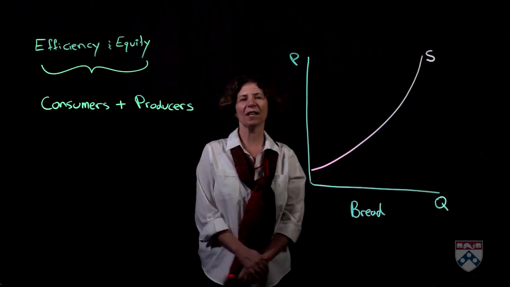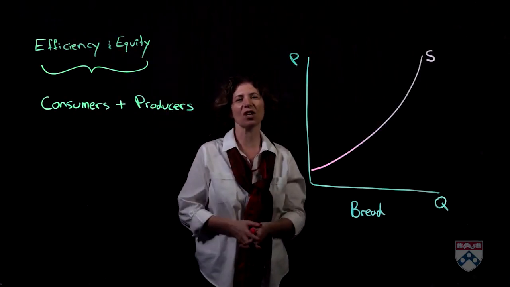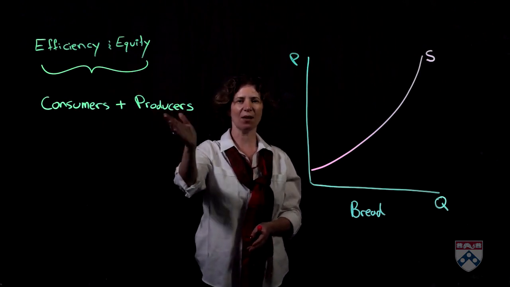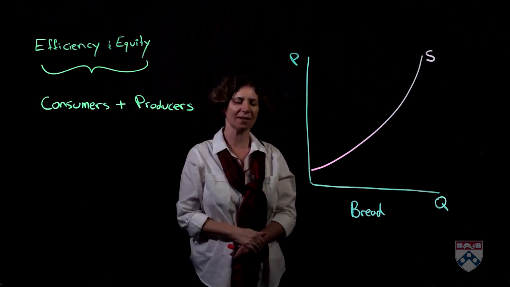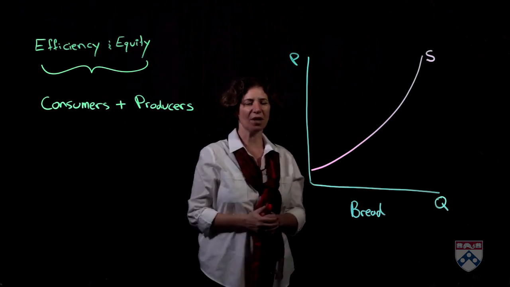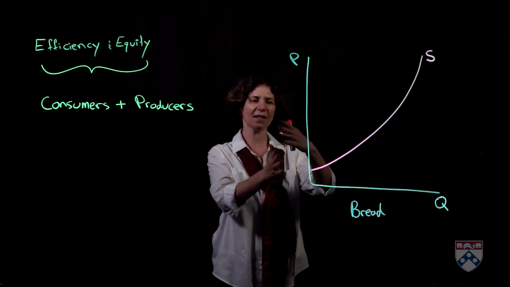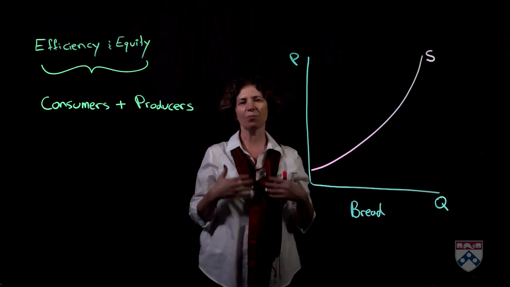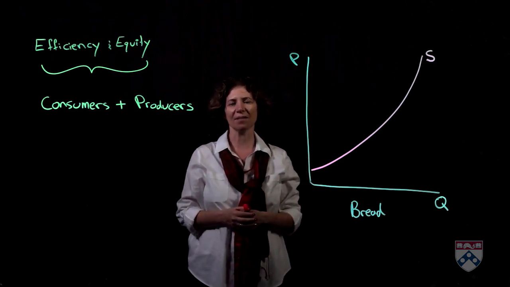So again, we're trying to measure the total surplus that's generated in the economy. We've discussed the consumer side, and now we're about to discuss the producer side. So here's our market for bread with quantity and price and our upward sloping supply curve. What is the benefit that producers get from this market?